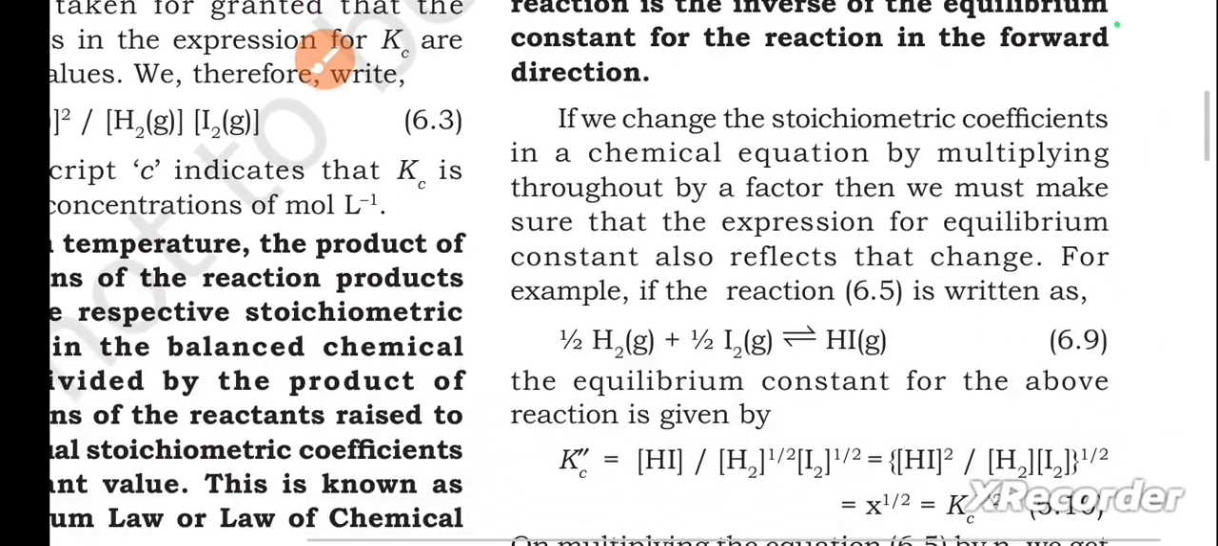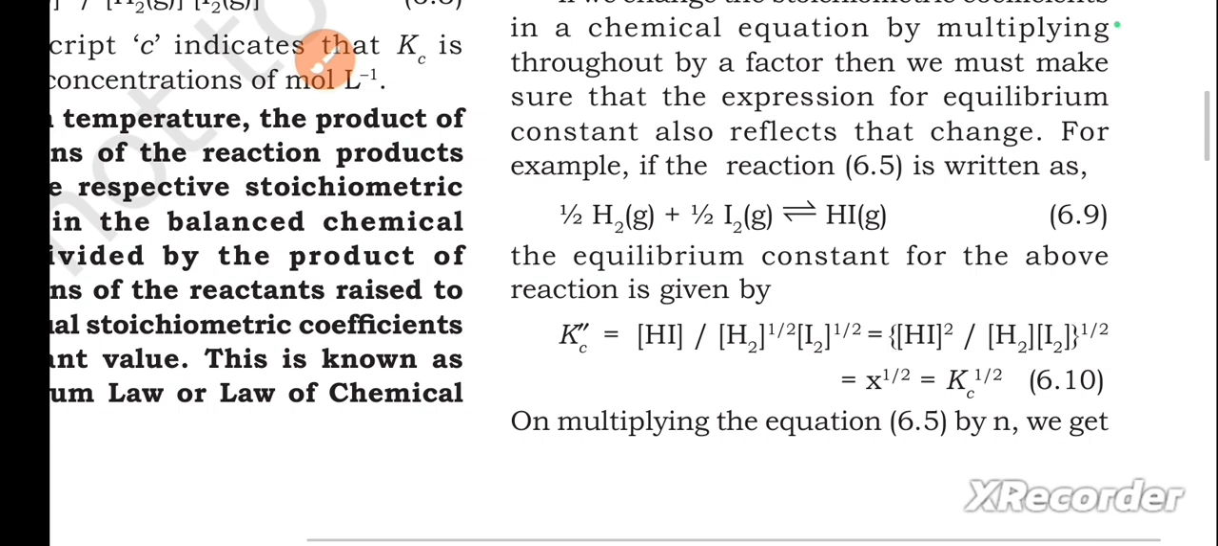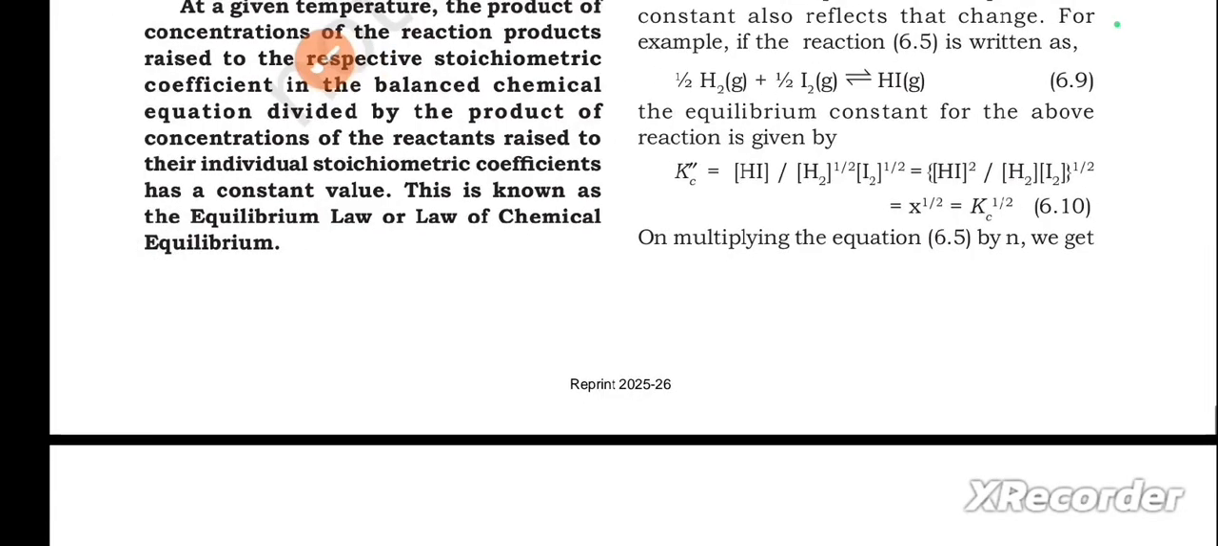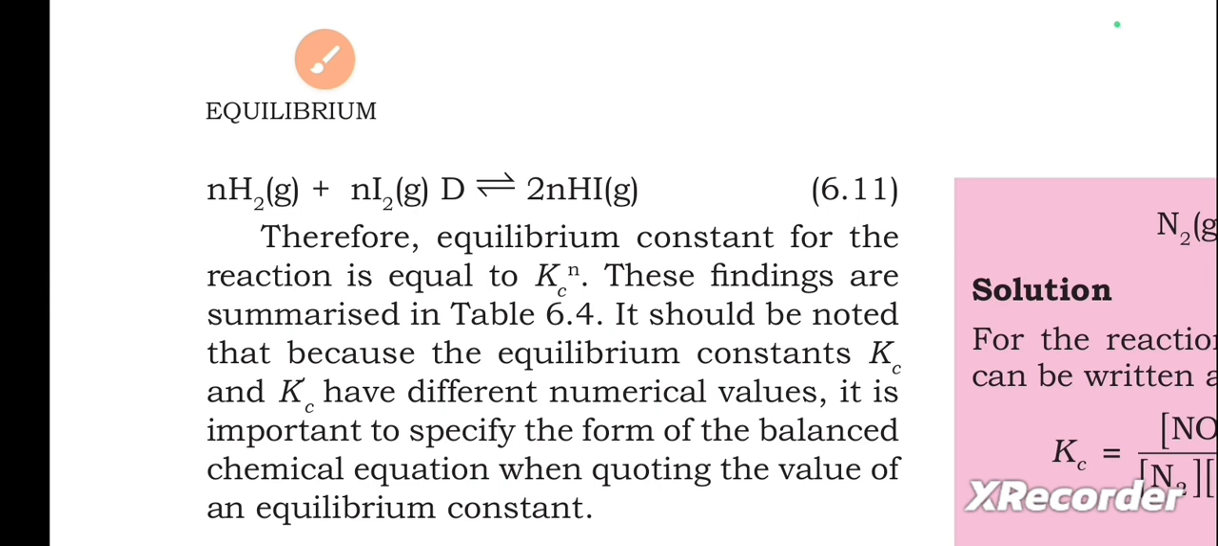If we change the stoichiometric coefficients in a chemical equation by multiplying throughout by a factor, then we must make sure that the expression for equilibrium constant also reflects that change. For example, if the reaction 6.5 is written as given below, the equilibrium constant for the above reaction is given by this equation. On multiplying equation 6.5 by n, we get reaction 6.11. Therefore, the equilibrium constant for the reaction is equal to Kc to the power n. These findings are summarized in table 6.4.